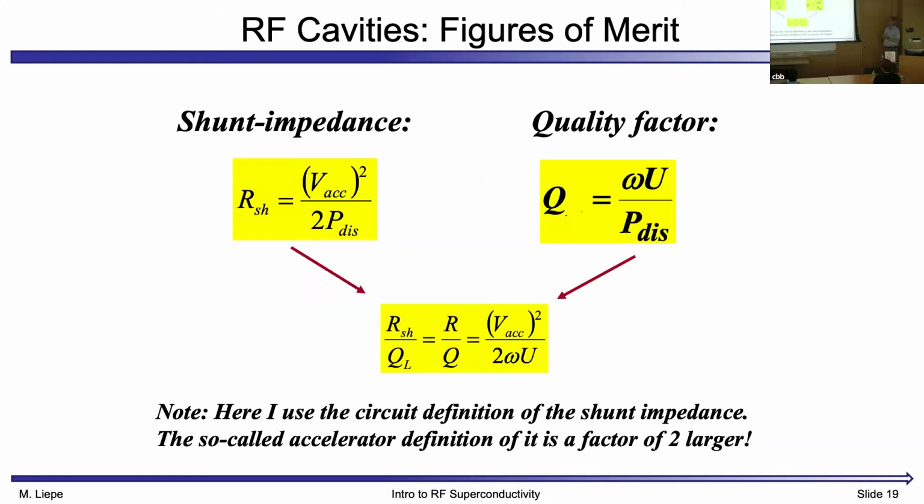Other things you might have heard us refer to is the shunt impedance, which is the voltage squared over 2 times the dissipated power in the walls of the cavity. And then the quality factor of the cavity is omega, 2 pi f, times the stored energy U divided by the dissipated power. If you divide the shunt impedance by the quality factor, you get R over Q, which is also something you would hear frequently used. And that actually at the end turns out to only depend on the shape of the cavity, not on the frequency, not on the size, just on the shape.